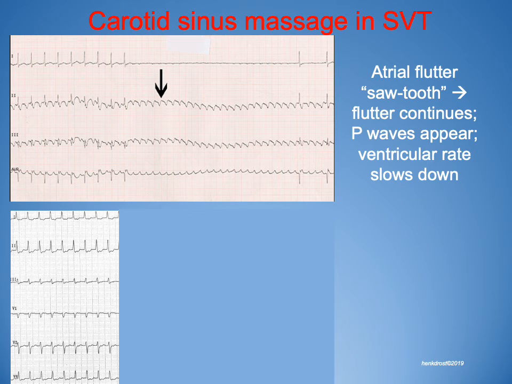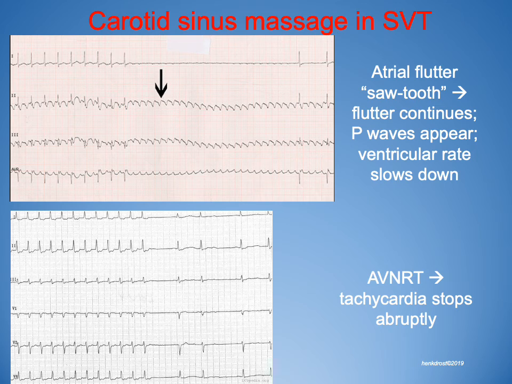In the strip below, you also see a narrow regular QRS tachycardia, frequency about 170 to 180 beats per minute, and when you look closely, especially in lead 2, you see in the terminal part of the QRS the negative P wave, so it's an AV nodal re-entry tachycardia. When we apply carotid sinus massage in this tachycardia, the tachycardia stops abruptly, as you can see here, because the re-entry goes through the AV node and the AV node is blocked.